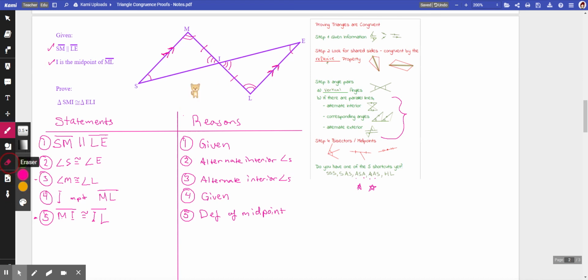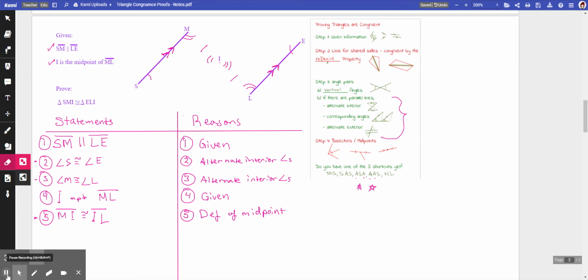So I marked up an extra pair of angles that I didn't use. Oopsies. So I erased the one that I'm not using. So now it's a little easier to see which shortcut I'm working with.